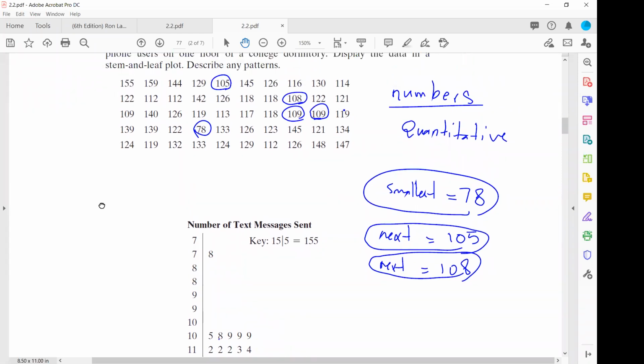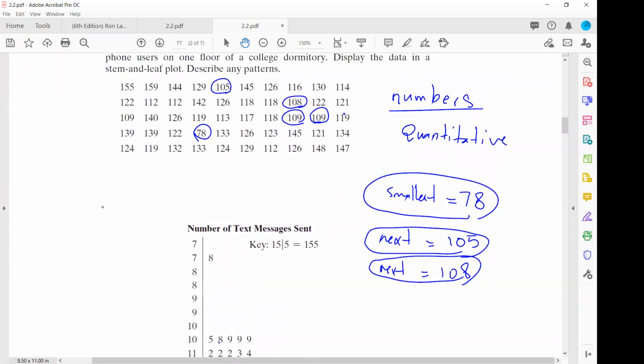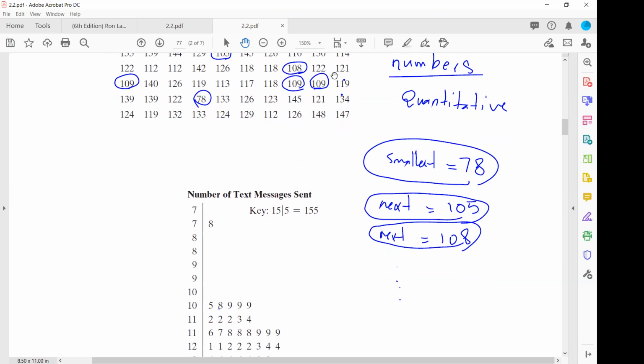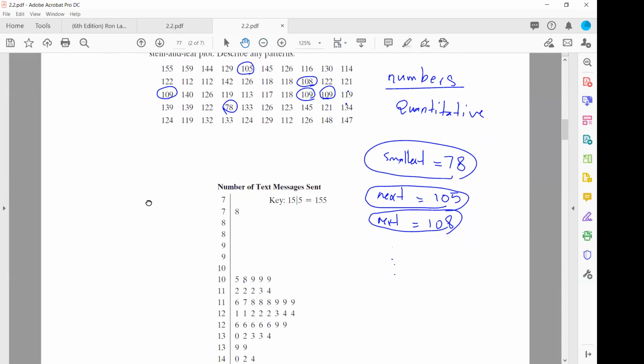Let me look for the next number. Do I have any other number in the same range? Oh, yes, I have another 109. Perfect. So 10 on the left-hand side, 9 on the right-hand side. And you continue finding the rest of the numbers and form your stem plot. Please take your time if you want to write this down.